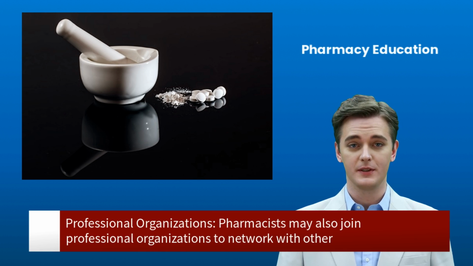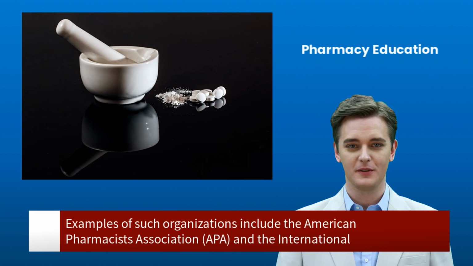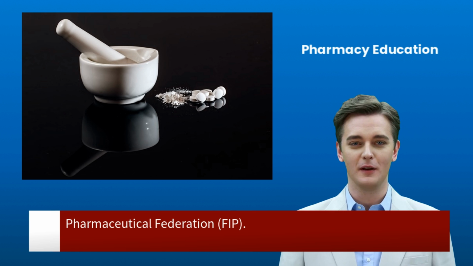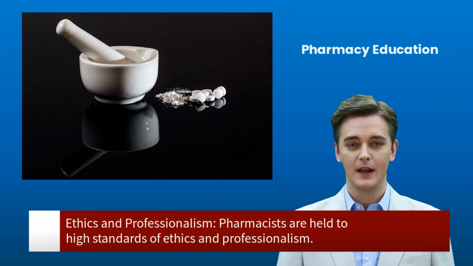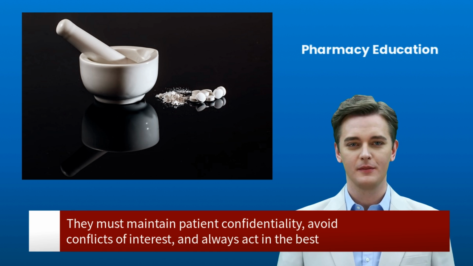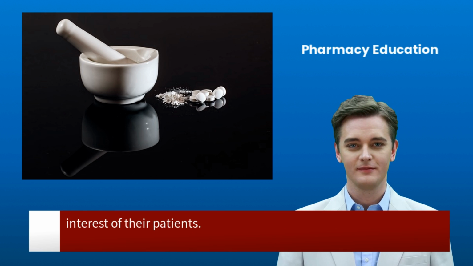Professional organizations. Pharmacists may also join professional organizations to network with other pharmacists, stay informed about changes in the field, and advocate for the profession. Examples of such organizations include the American Pharmacists Association (APA) and the International Pharmaceutical Federation (FIP). Ethics and professionalism. Pharmacists are held to high standards of ethics and professionalism. They must maintain patient confidentiality, avoid conflicts of interest, and always act in the best interest of their patients.